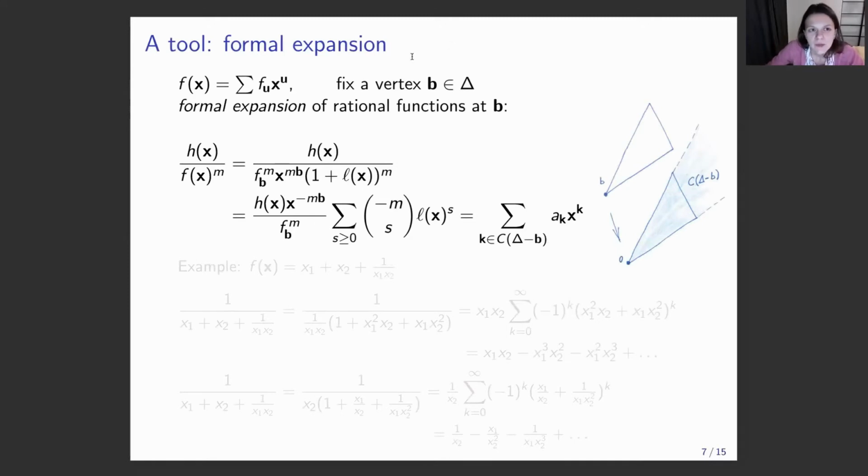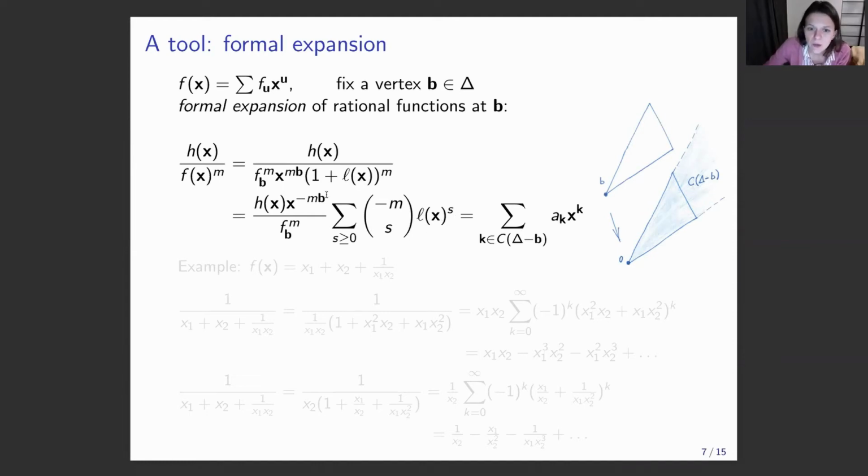So we will be doing formal expansions of rational functions. This is a very simple thing. Let me explain it. If f is our Laurent polynomial, we fix a vertex of the Newton polytope, call it b, and we will be doing formal expansions at b. That's the name of the operation, and the operation proceeds as follows. In the rational function with the power of f in the denominator, in this f, we take out the monomial corresponding to the vertex b. So f_b x to the b, we take it out of the bracket. So inside, what's inside this L is the rest divided by this monomial. And then we just expand it using the binomial theorem, basically, but the power is minus m here. We write it as an infinite series.